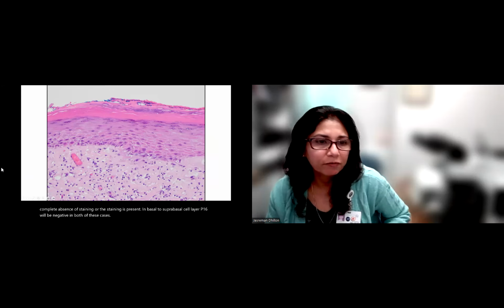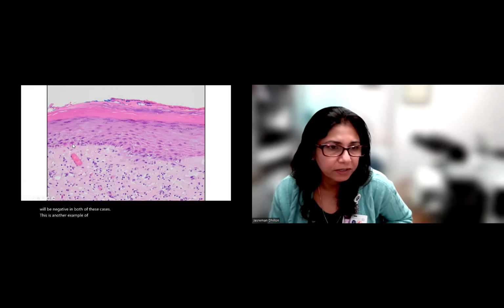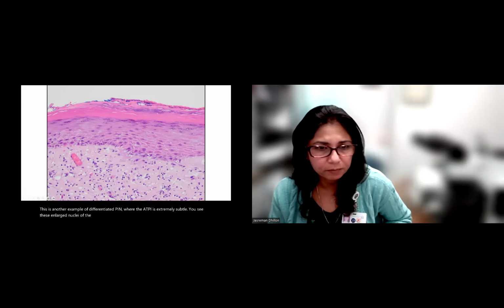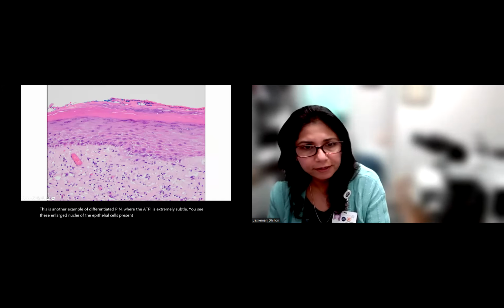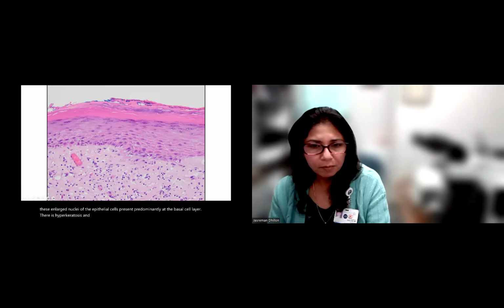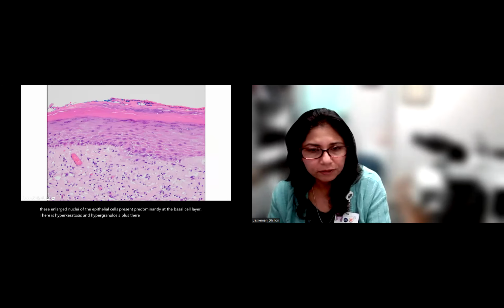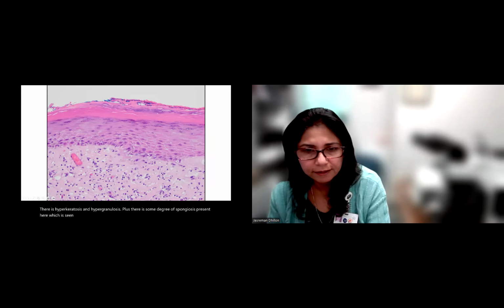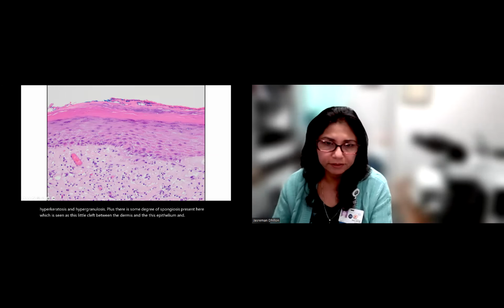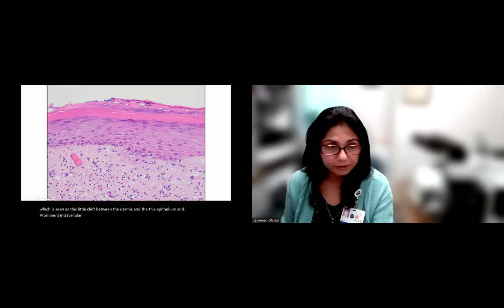This is another example of differentiated PIN where the atypia is extremely subtle. You see these enlarged nuclei of the epithelial cells present predominantly at the basal cell layer. There is hyperkeratosis and hypergranulosis. Plus, there is some degree of spongiosis present here, which is seen as this little cleft between the dermis and this epithelium, and prominent intracellular junctions within the squamous cells.